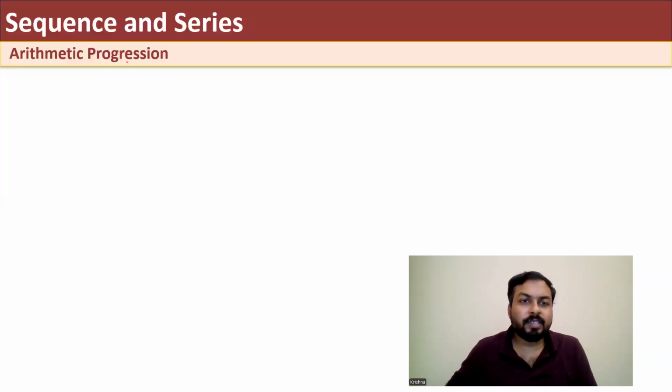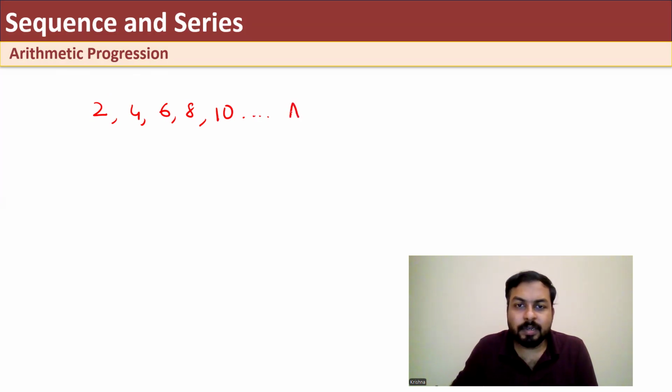All right. So let's start this topic of arithmetic progression. Let's say I write a series like this: 2, 4, 6, 8, 10, and so on. Can I say that this particular series is an arithmetic progression? Why? Because if I see the common difference between the terms, 2 and 4 is how much?